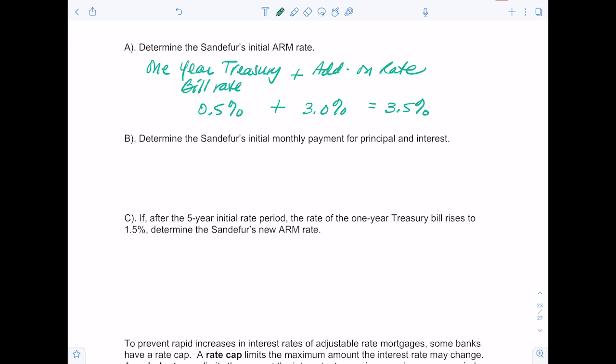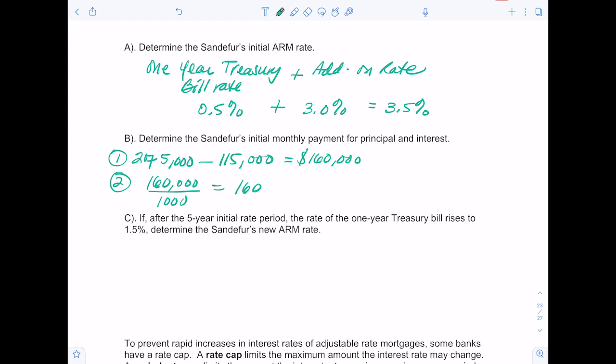Okay, so we want to determine the Sanfors' initial monthly payment for principal and interest. If you'll remember, we did this before. We're going to take the $275,000, which is the purchase price. We're going to subtract their down payment, which was $115,000, and that leaves us with $160,000. Then we're going to take the $160,000 and divide that by 1,000, and we get $160.